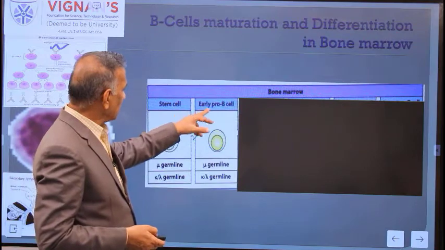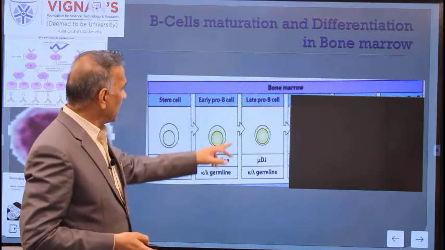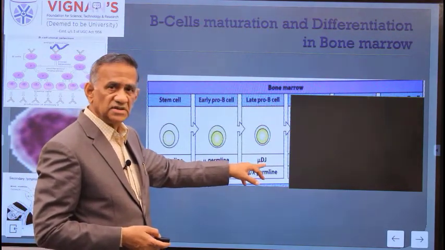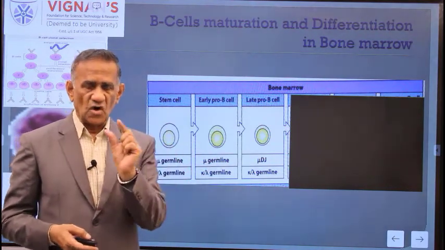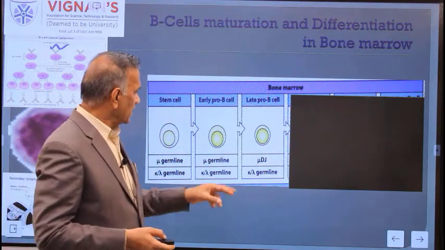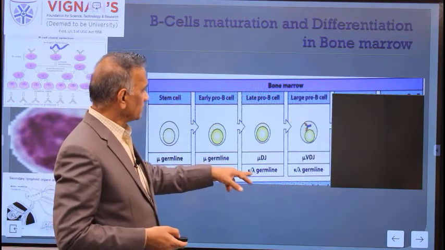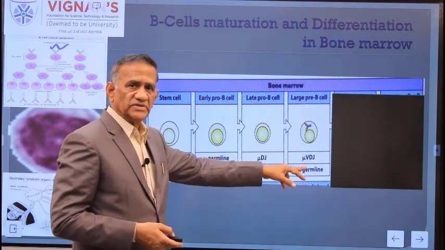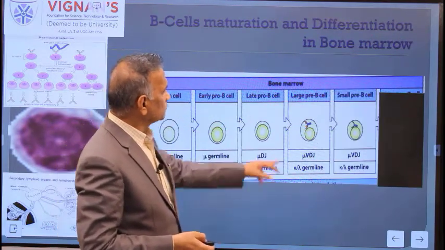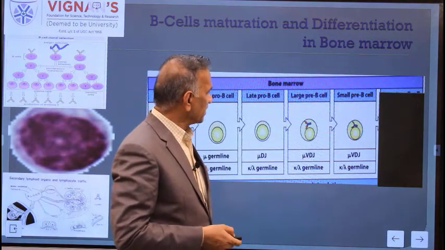Later, the early pro-B cell. Later, the late pro-B cell. In the late pro-B cell, there is a diversity gene and a joining gene. There is a diversity gene, joining gene, variable genes, and constant genes. One after the other, they keep undergoing rearrangement. The diversity and joining genes will join here. Later, the variable, diversity, joining gene comes in the large pre-B cell. Later, in the small pre-B cell, there will be mu, and again the immunoglobulin is formed here.